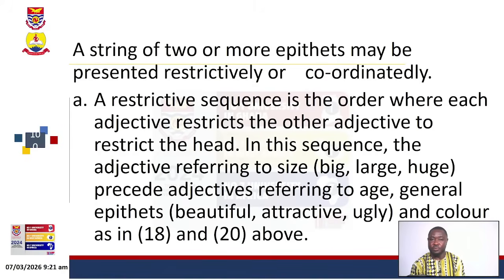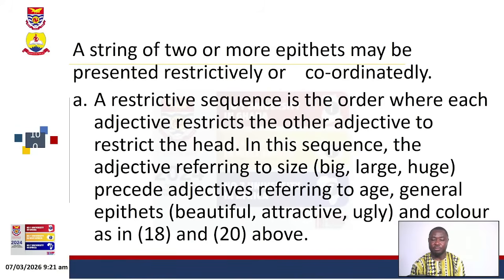A string of two or more epithets may be presented restrictively or coordinatedly. A restrictive sequence is the order where each adjective restricts the other adjective to restrict the noun. In this sequence, the adjectives referring to size, which are big, large, huge, precede the adjectives that refer to age. Okay?